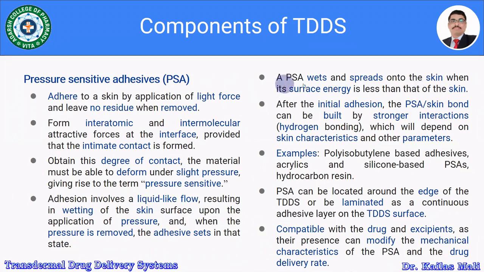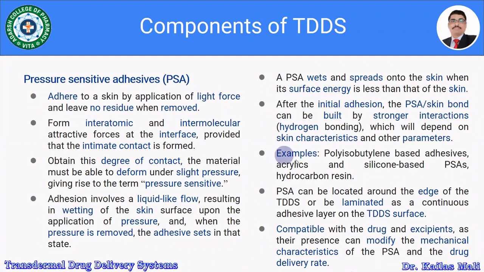A pressure sensitive adhesive wets and spreads onto the skin when its surface energy is less than that of the skin. If the surface energy of the PSA is high, it is not going to wet and spread onto the skin. After the initial adhesion, the PSA skin bond can be built by stronger interactions like hydrogen bonding, which will depend on the skin characteristics and other parameters.